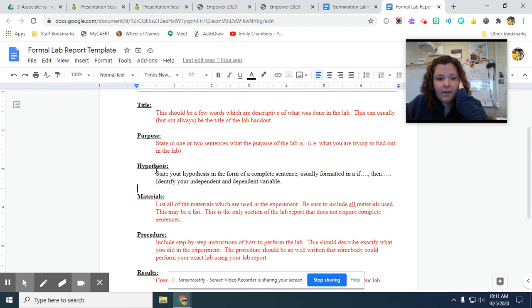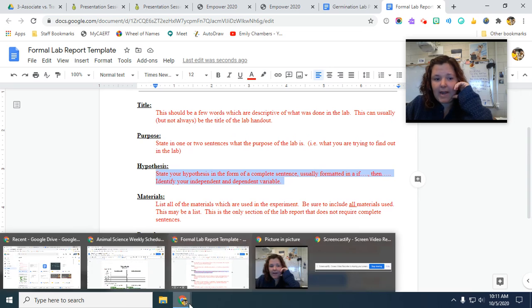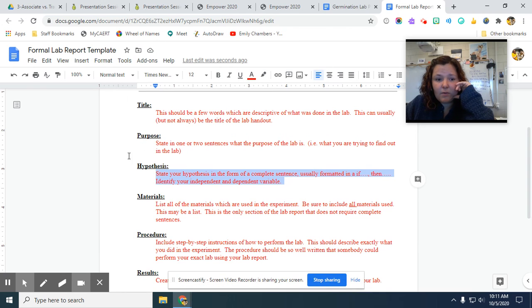Hypothesis. Oh, I forgot to make that red, so I'm going to do that right now. Hypothesis: state your hypothesis in the form of a complete sentence, usually formatted as if blank, then blank. Also identify your independent and dependent variables. Those are the three areas you need to fill out for this assignment, okay? After that, you're not going to fill out anything. Remember, you need to delete everything in red so it's not there anymore after you have read it and understand what you're supposed to do.